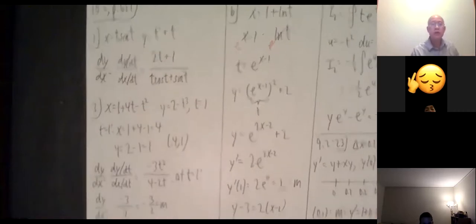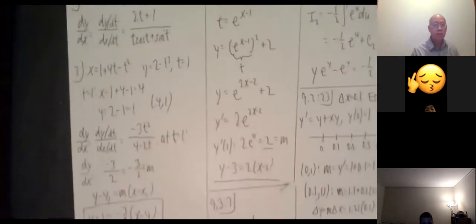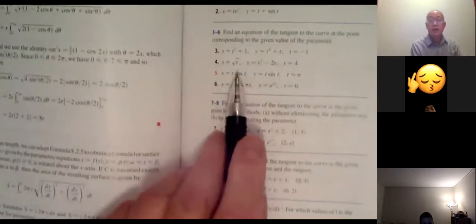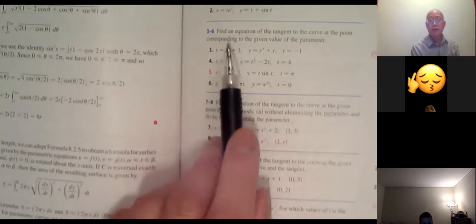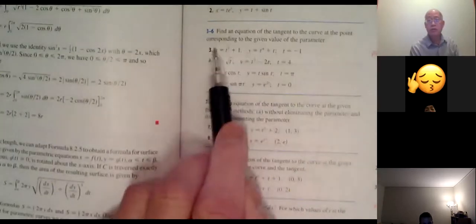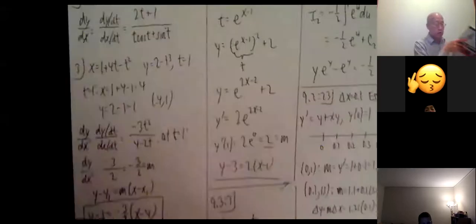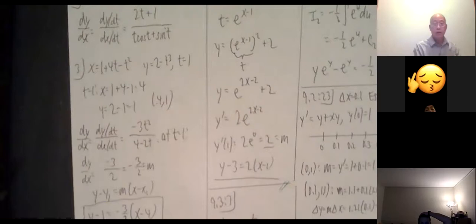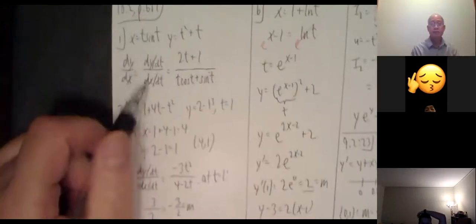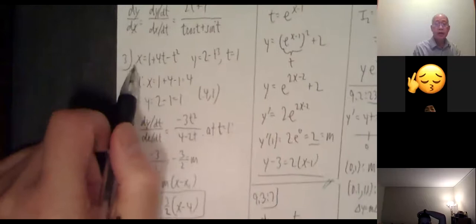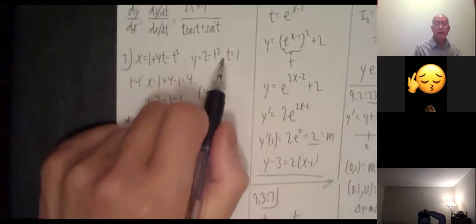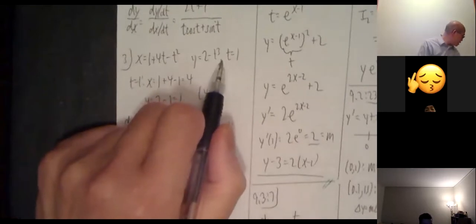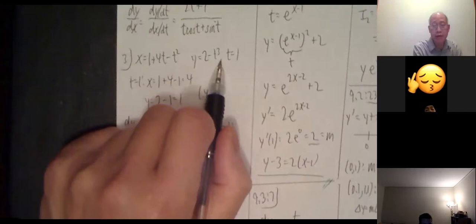Which happens to be the idea behind problem 3 and 5, and again, I hasten to add, it's my 3 and 5. Find the equation of the tangent to the curve at the point corresponding to the given value of the parameter. I know our problems may not match, but you're still learning this stuff. x equals 1 plus 4t minus t squared, y equals 2 minus t cubed at t equals 1. So find the equation of the tangent line.